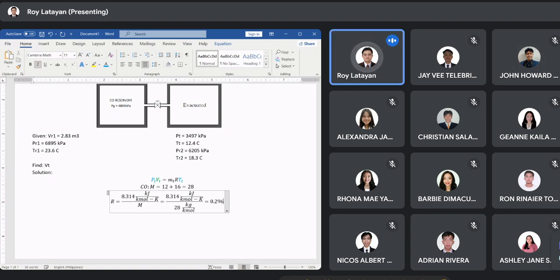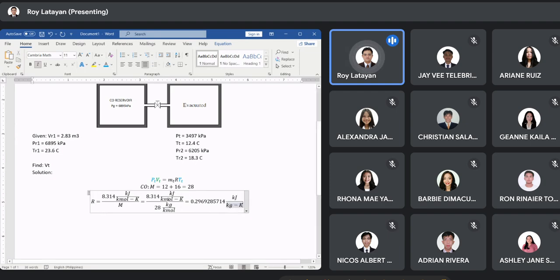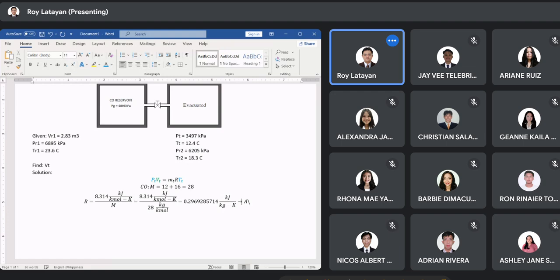So 0.2969285714. Pa-check na lang kung tama yun dun sa iba. So cancel yung kmol and we have a value of R of kilojoule per kilogram Kelvin. Pwede store nyo yan sa A. Next, meron na tayo ng R. Pwede nyo checkan.